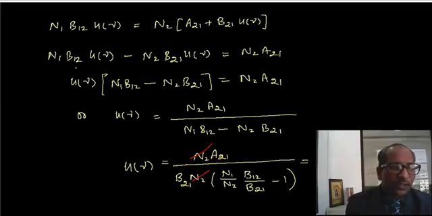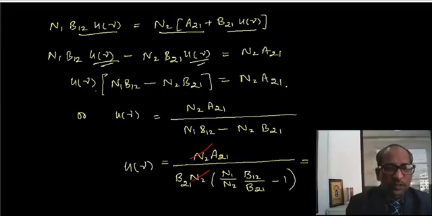This is the simplified way, and now for further simplification, taking the U nu term common: N1 B12 U nu minus N2 B21 U nu is equal to N2 A21. Now you can take U nu common from the left side, and the rest of the term is this, equal to N2 A21. Now you can find U nu is equal to N2 A21 upon this term. Taking N2 B21 common from the whole term, you will get U nu equal to N2 A21 upon N2 B21 times N1 B12 upon N2 B21, minus 1.